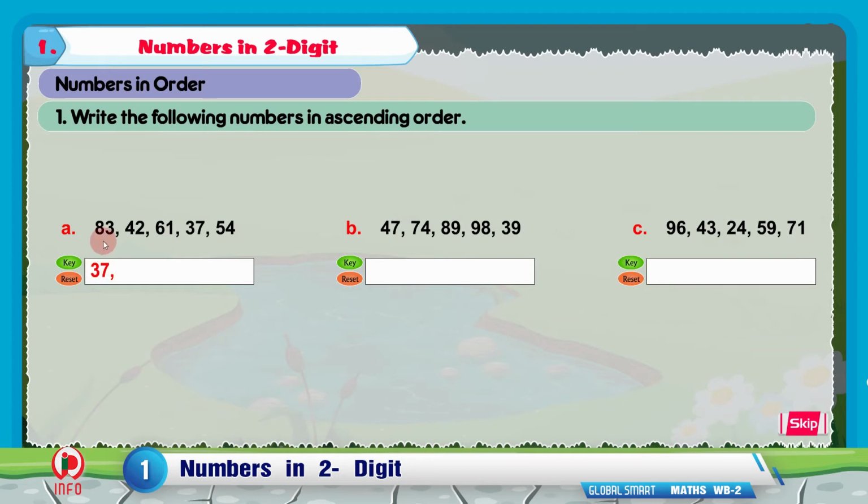Then the other numbers left: 8, 4, 6, 5. So among these numbers 4 is the smaller number. So next we will write the 42. Then the remaining numbers 8, 6, 5. So among these 3 numbers 5 is the smaller number. So we will write the 54 here.